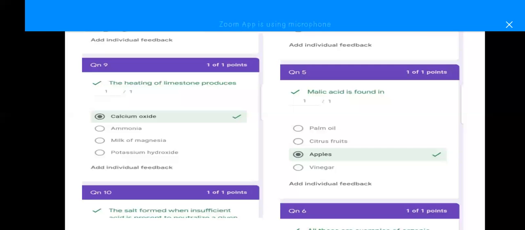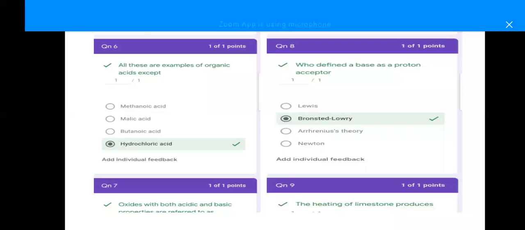Okay, so looking at the malic acid found in, it cannot be found in palm oil because palm oil gives you palmitic acid. Then citrus fruit gives you ascorbic acid. Then the vinegar gives you acetic acid. So the best answer or possible answer for malic acid is apple. Apple. I remember giving you the acids and their sources.